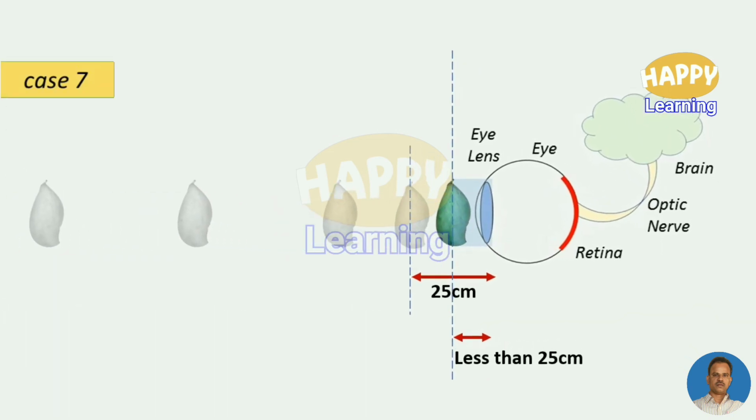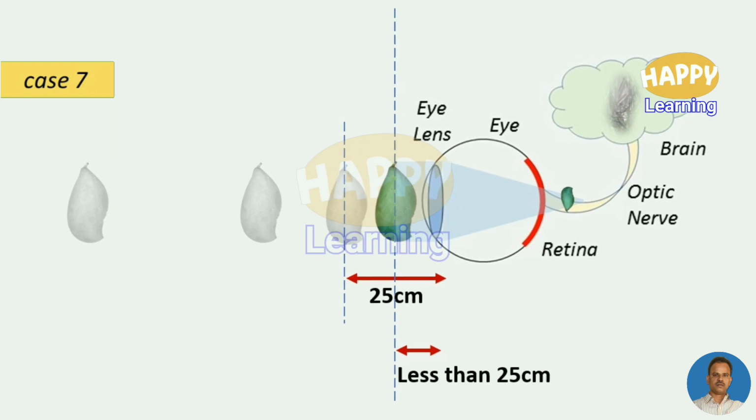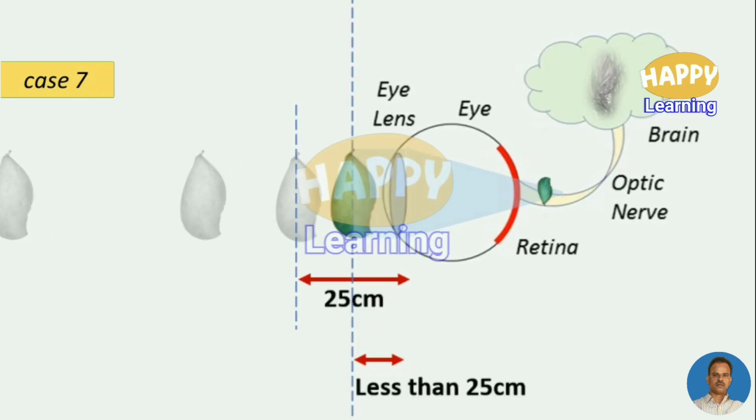Case 7. Now take the object very close to the eye. As shown here, it is less than 25 centimeters. This time, observe carefully. The rays are converged behind the retina and the clear image is formed somewhere other than the retina. So, the image formed on the retina is not clear, and the same is identified by the brain. That means in this case the object is not seen clearly.